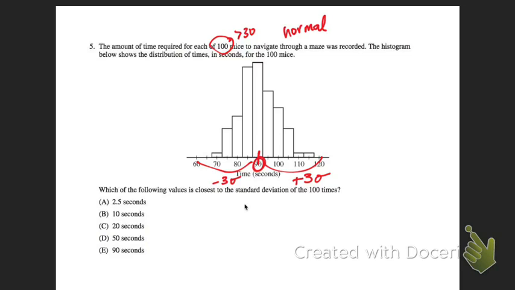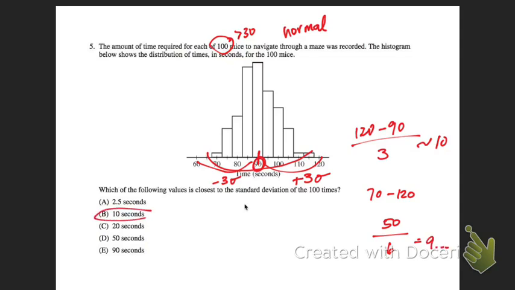So there's 2 ways you could do this. You could take the max minus 90, like 120 minus 90, and divide by 3, so about 10. Or you could take this whole range, like 70 to 120. That range would be about 50, and divide it by 6 standard deviations, which is essentially like 9 point something, which the closest answer would be 10.